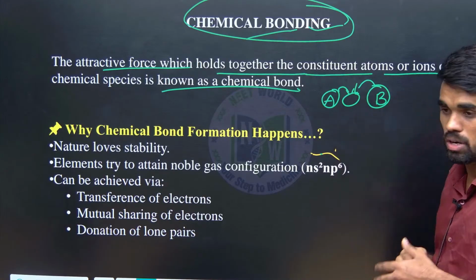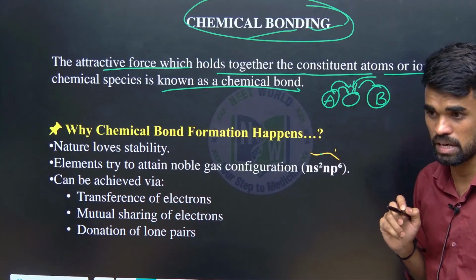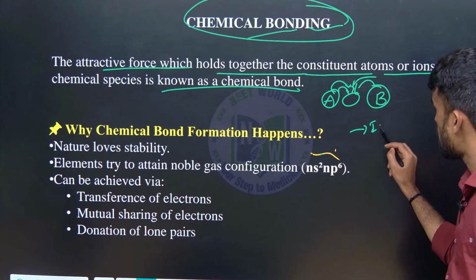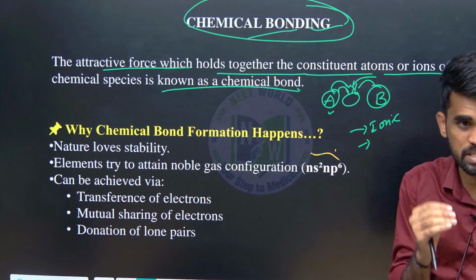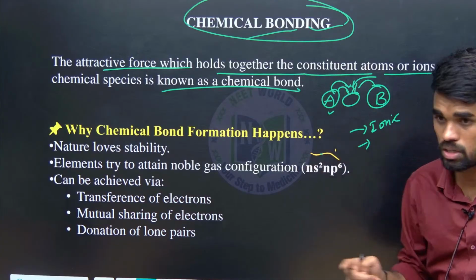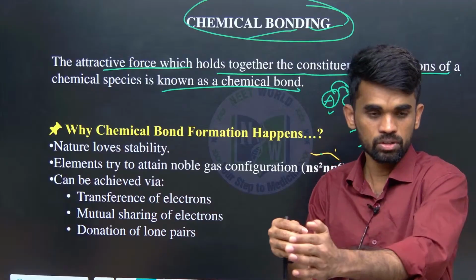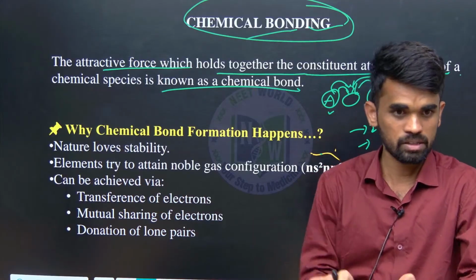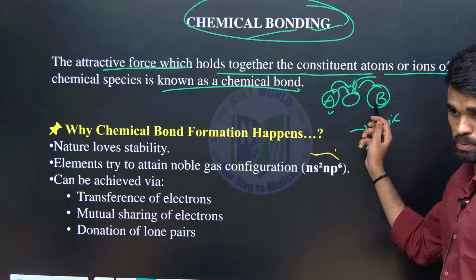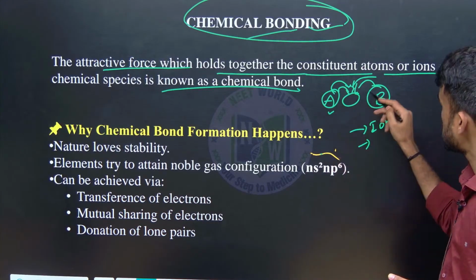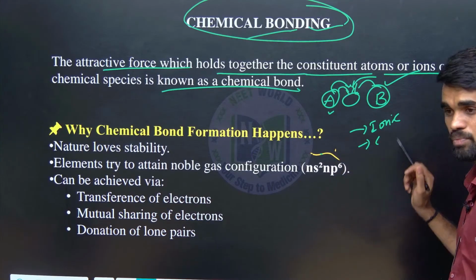This chemical bond is of different types. Electrostatic force of attraction results in the formation of an ionic bond. Sometimes this atom is deficient by one electron, and this one is also deficient by one electron, so by mutual sharing, if you give to them and they give to you, both get fulfilled. So by mutual sharing of electrons between two species, we will have a covalent bond.